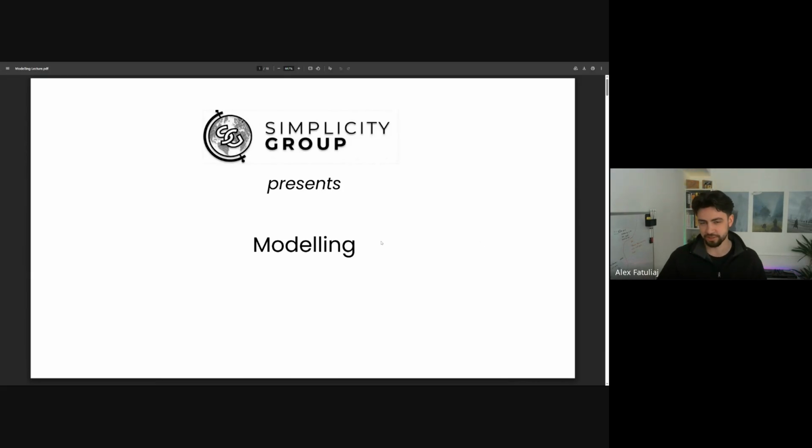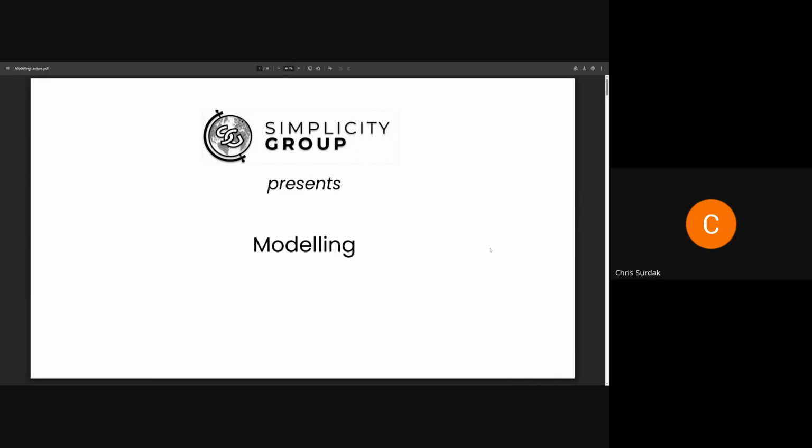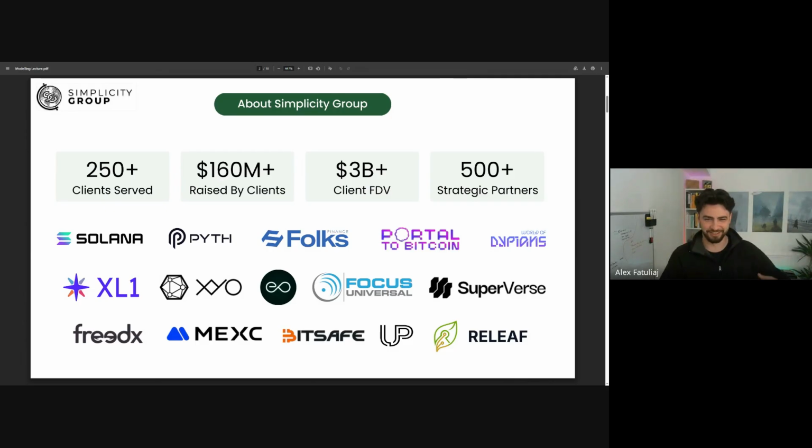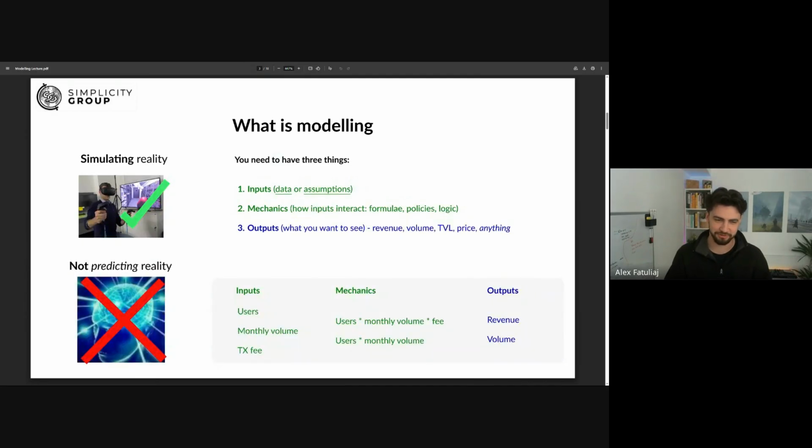But Chris, this might actually be quite useful for you guys as well, because we've done the deterministic but not the stochastic models. But anyways, let's get right into it. So modeling. Good morning, Alex. Good morning. As per usual, some information about Simplicity Group. Obviously, you already know that.